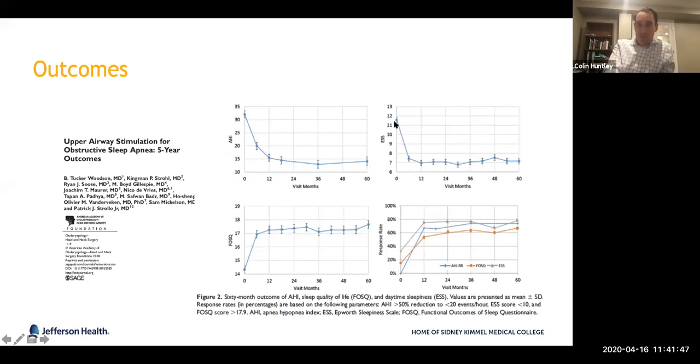The Epworth Sleepiness Score, again, dropped from an abnormal level to normal, and you're able to maintain that with continued use. This is the FOSQ score, so you see improvement in that FOSQ score and maintenance, and then response rate is measured here as well. So this is throughout that whole 5-year time course, summarizing these multiple publications.